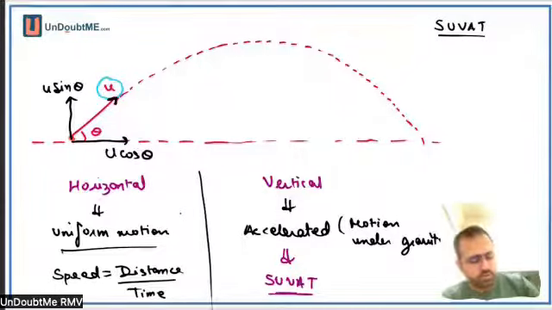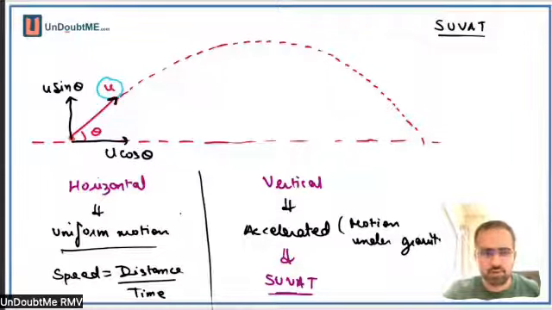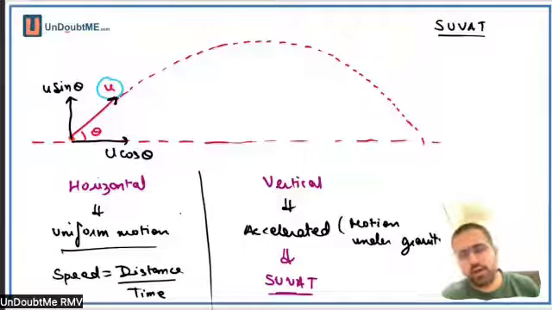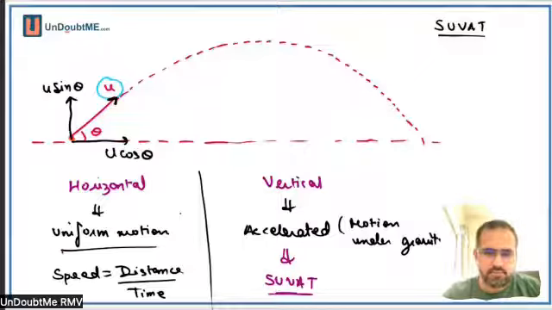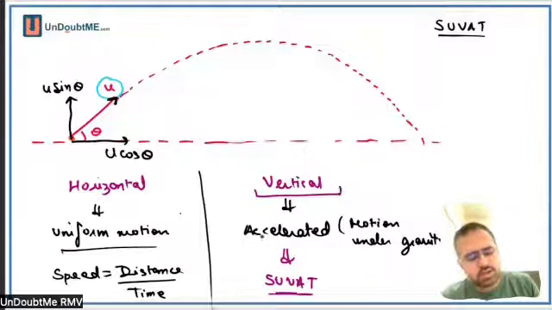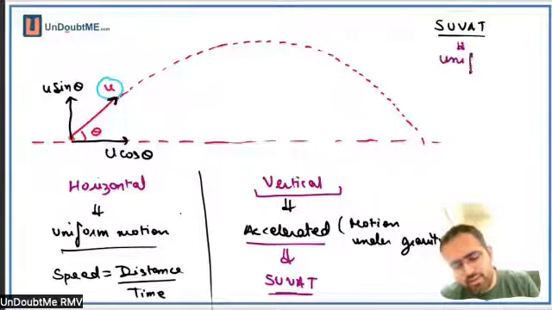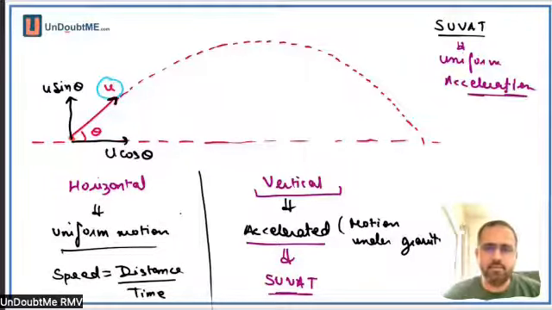You should know what the SUVAT equations are and you should know the application part. That is more important. So whatever formulas of projectile we will be deriving now, they will all be based on SUVAT. Why SUVAT equations? Because vertical motion is an accelerated motion and SUVAT equations are applicable only for uniform acceleration. Clear?